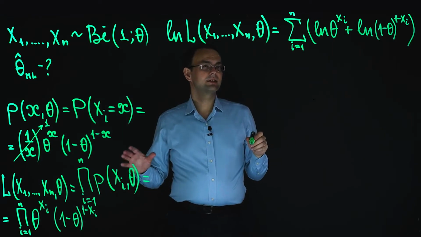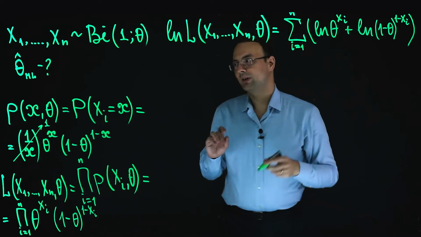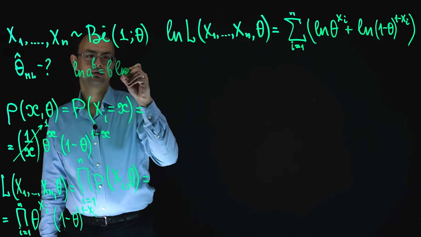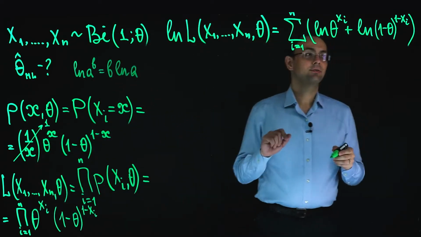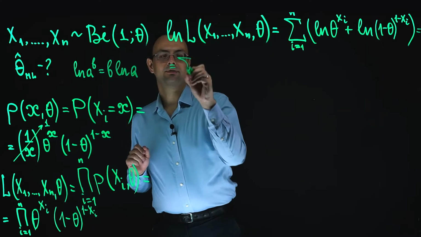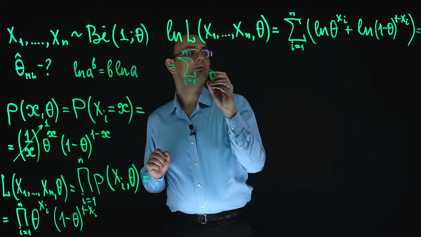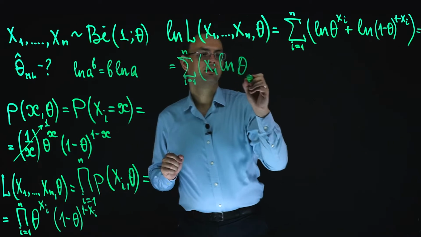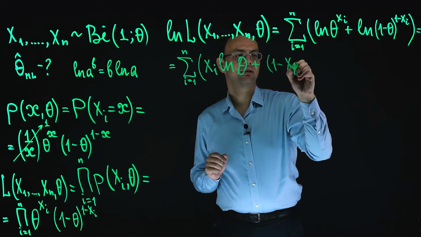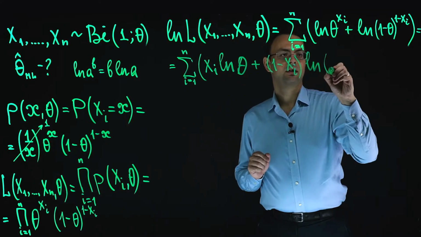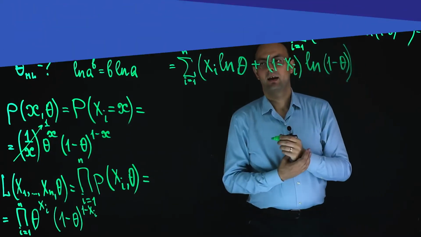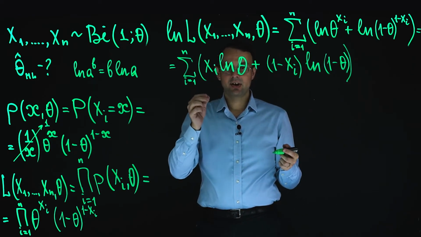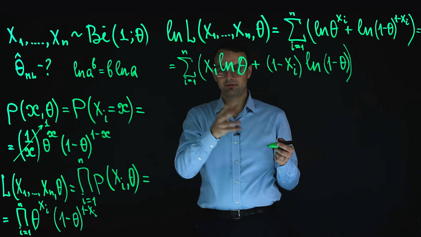So now we can simplify this expression. As we know from algebra, logarithm of a to the power of b is equal to b times logarithm of a. So if we use this formula, we can say that here we have sum of xi times logarithm theta plus 1 minus xi times logarithm of 1 minus theta. So now we are to differentiate this function over theta. As theta is scalar, we will have only one derivative.